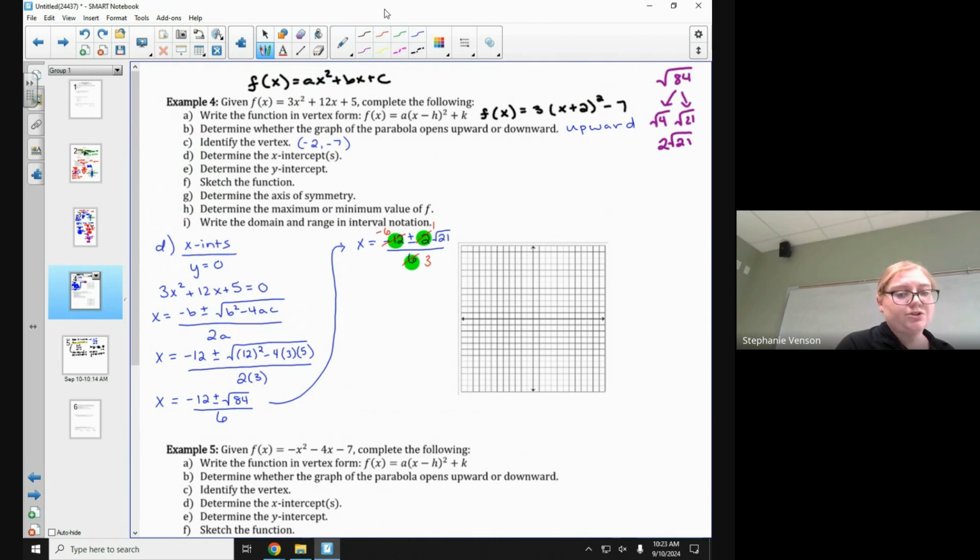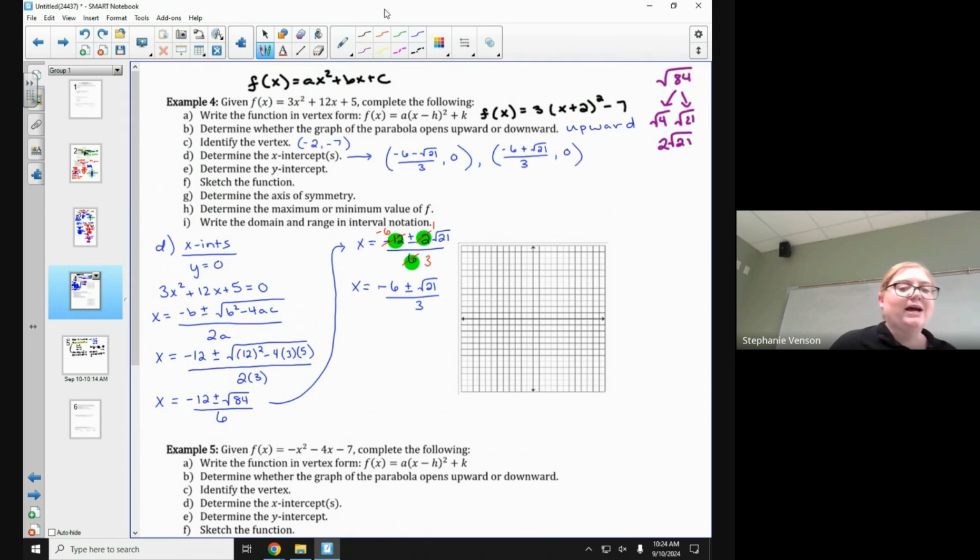So as a final answer for my x-intercepts, and yes, I know this one was difficult on the x-intercepts, you get negative 6 plus or minus the square root of 21 over 3. So when you go to write your x-intercepts, that's going to be negative 6 minus the square root of 21 over 3, comma 0, and negative 6 plus the square root of 21 over 3, comma 0. Okay, so I'm going to give you a second to write that.